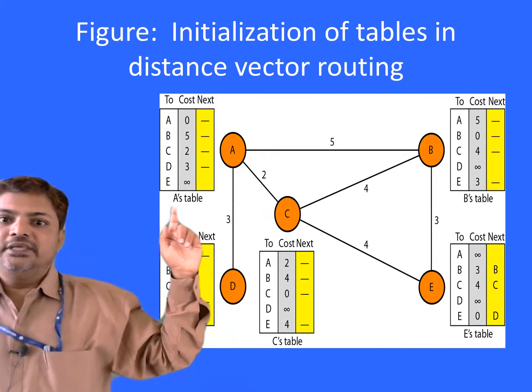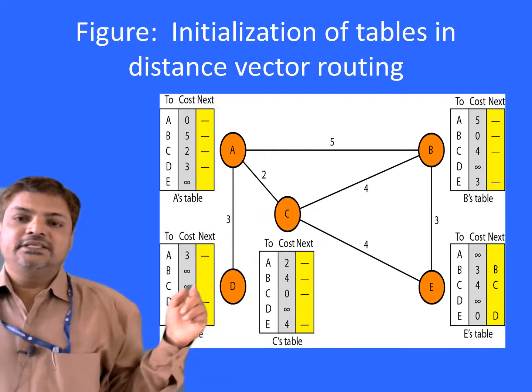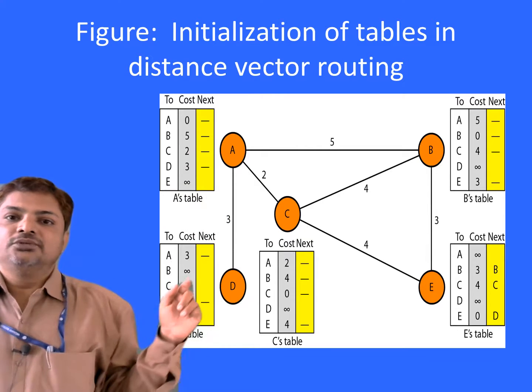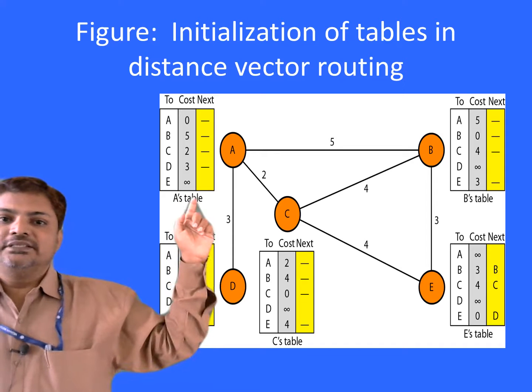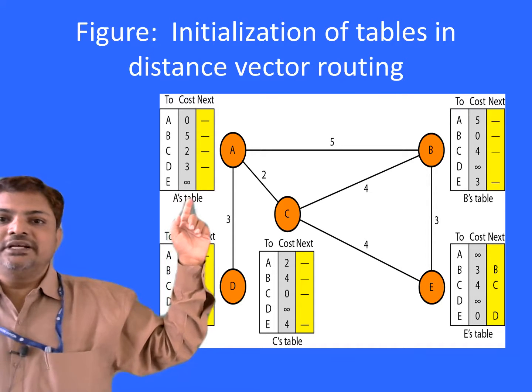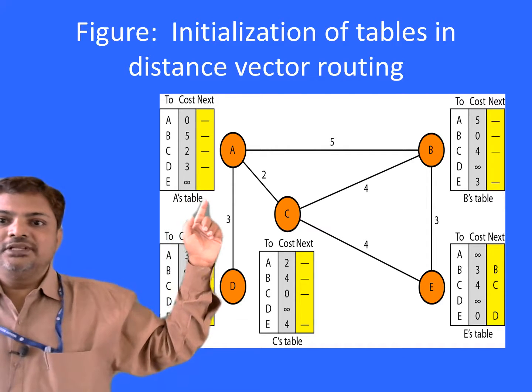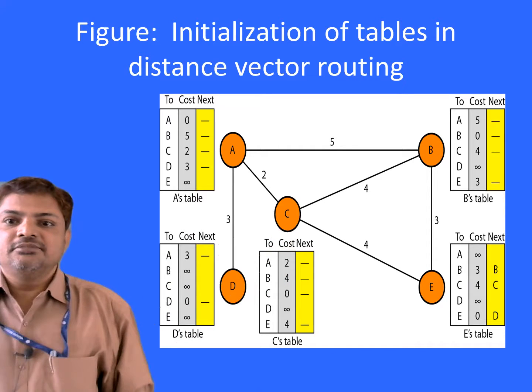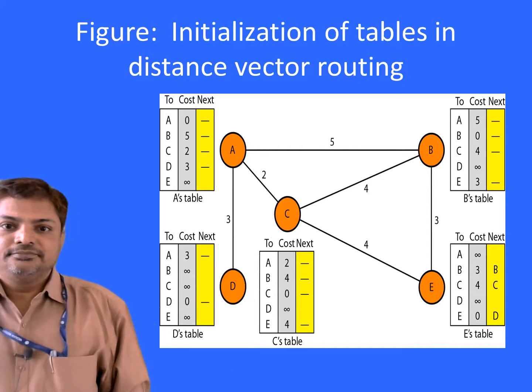But A to E, it is not a neighbor. E is connected to some other node, so we are writing it as infinite. This is the initialization table. Initially we will write it as infinite. A to E is infinite. Similarly, the other tables are filled like that, C's table and the others.